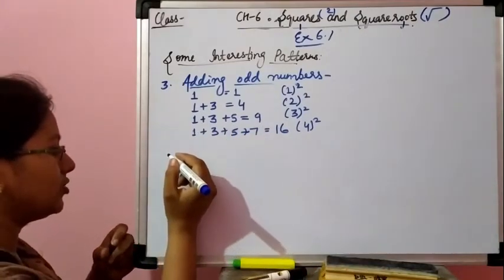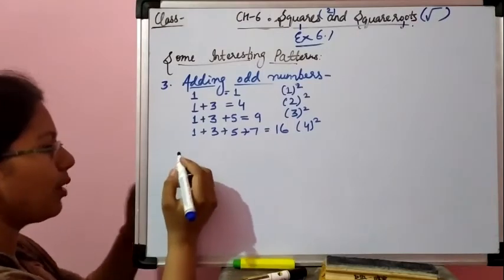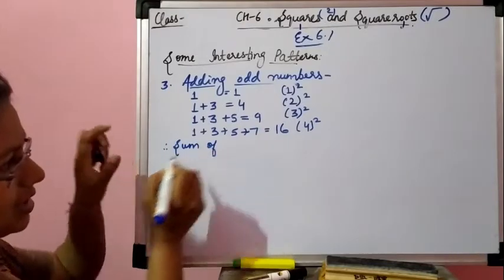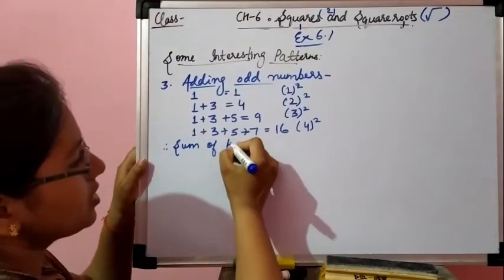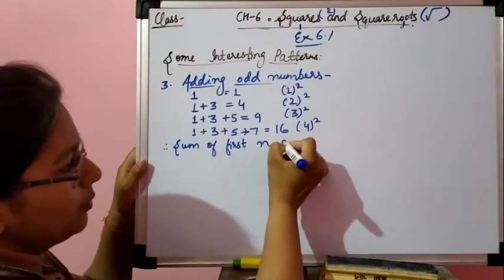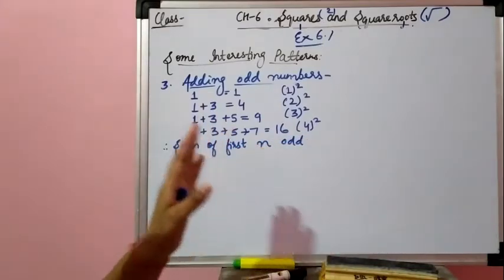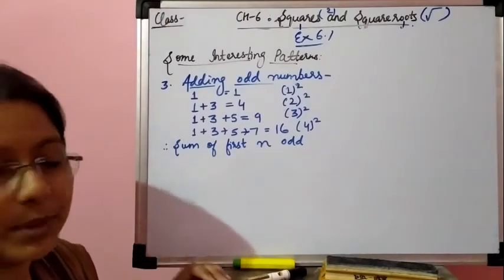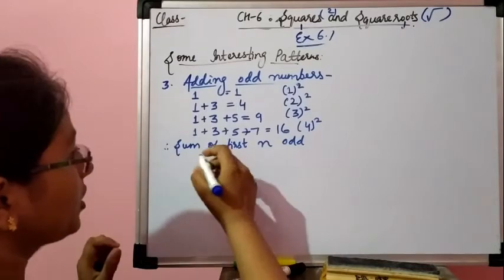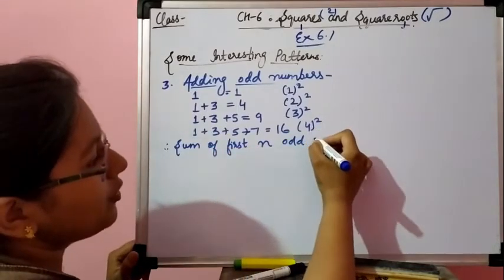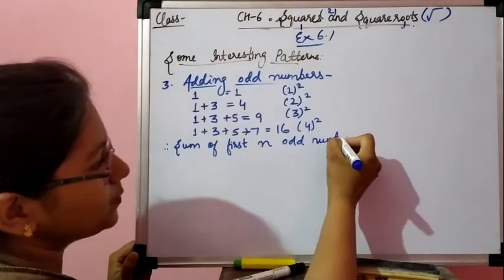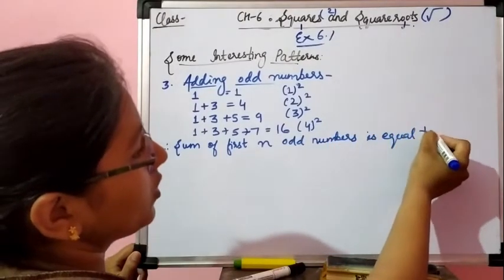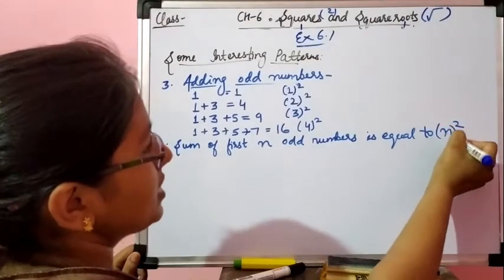Now what we can say in general is that the sum of the first n odd numbers. They should be the first, like it should start from 1. This rule will not be followed if the odd numbers are starting from 3 or 5. Okay, so the sum of the first n odd numbers is equal to n square. The formula is n square.